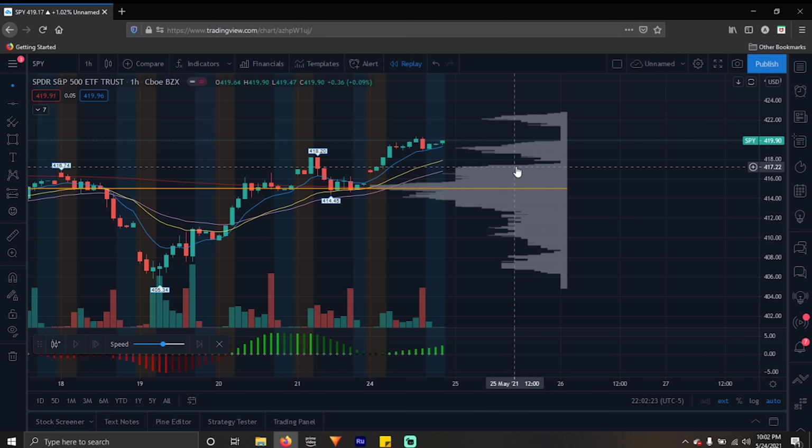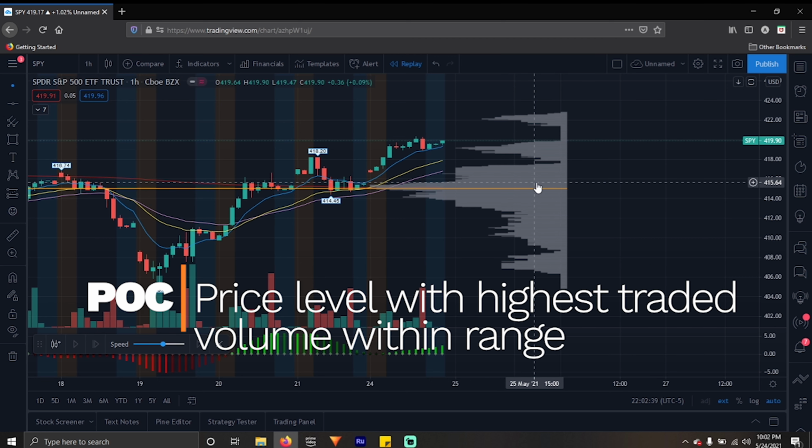This is the value low and the value high area, and then of course you've got the center, which is the most volume in this particular range, and that's at 415.04. Now, at that price, you will see a big old yellow line, and that is called the point of control line. What is the point of control line? It is the price level with the highest traded volume within this whole profile on this particular time frame.